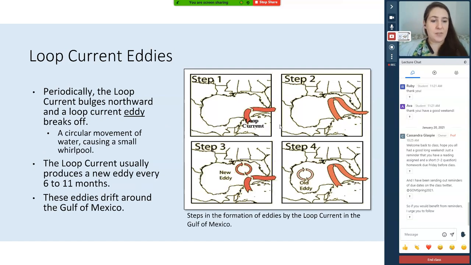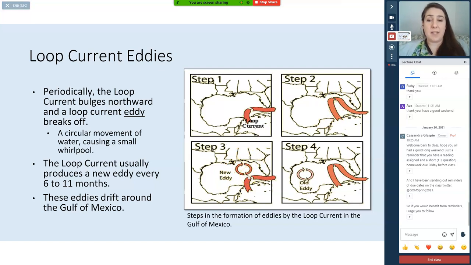So to understand eddies, first we need to understand how they form. The eddies that form in the Gulf of Mexico are largely due to changes in how the loop current moves. Periodically, the loop current, which usually looks like this, will extend more into the Gulf of Mexico. It bulges inward, and as it does so more and more, it becomes unstable, and eventually it can pinch off and form an eddy that moves roughly like this. Essentially, this tip of the loop current will break off and form a circular movement of water.